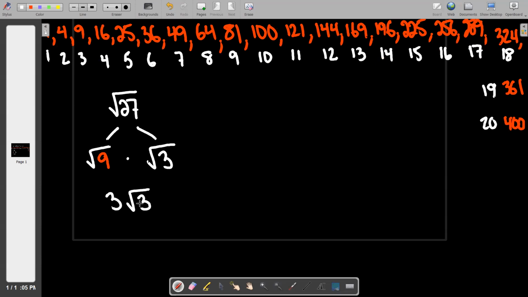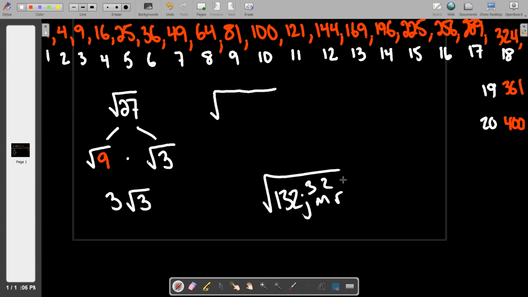Now, another way to do this, and like I said, I found myself today using this one actually more than the tree. And I think it might be because I know where we're headed. Eventually we're going to be simplifying the square root of 132 j cubed m squared r to the 11th. And when we do stuff like that, having less of a tree and more of a horizontal approach, you'll see, is beneficial.